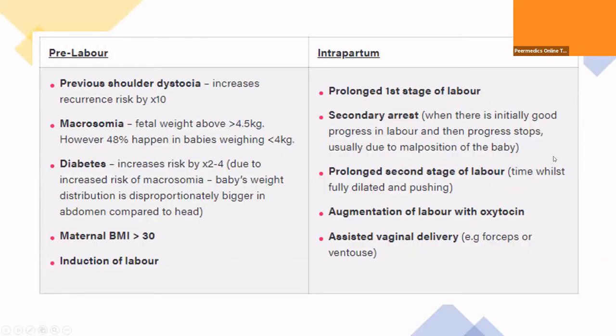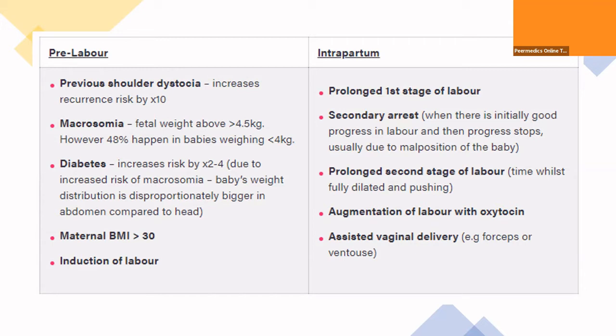So this here details the risk factors for shoulder dystocia, and you can divide them into pre-labour risk factors and intrapartum, or during birth, risk factors. So your pre-labour risk factors, the main one is a mother who has had a previous instance of shoulder dystocia before. And basically that's just a broad term for saying she's had it before, we don't entirely know why, it's probably going to happen again. Macrosomia, which is where you've got a baby who weighs over 4.5 kilograms, increases the risk, but it still does happen a lot in babies who are of normal weight due to other risk factors.